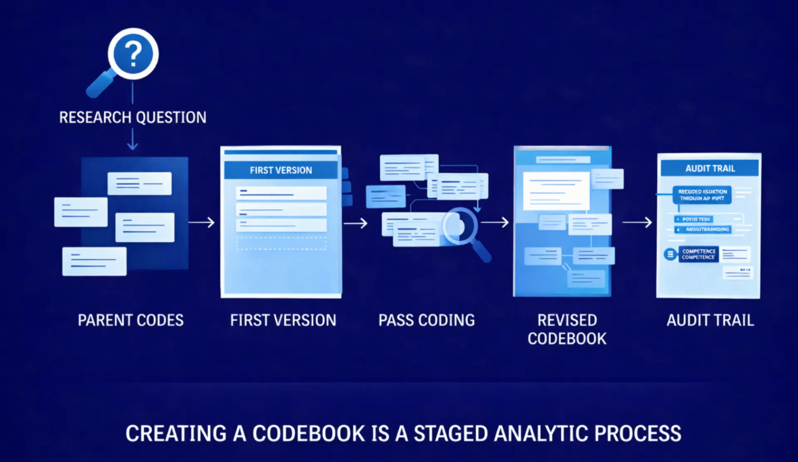It is a staged analytic process. The research question anchors it. The parent codes provide the initial containers. The first version of the codebook establishes likely working codes and their boundaries. First-pass coding then tests those decisions against actual excerpts. As that happens, the codebook is revised to reflect distinctions that become clearer through analysis. The audit trail documents those revisions so the evolving logic of the codebook remains visible.